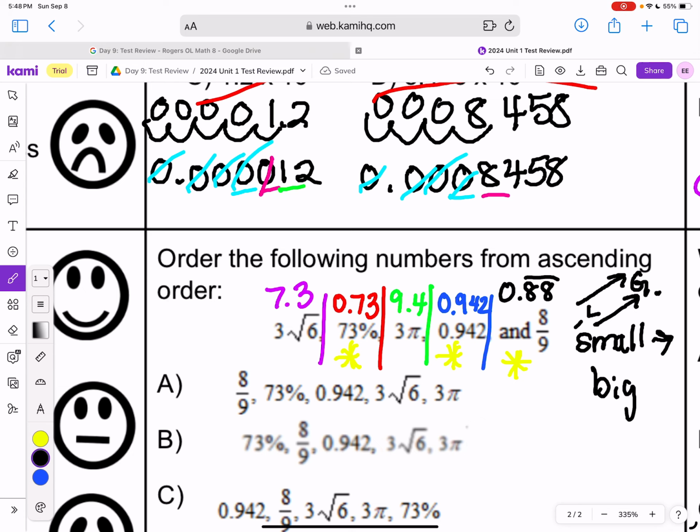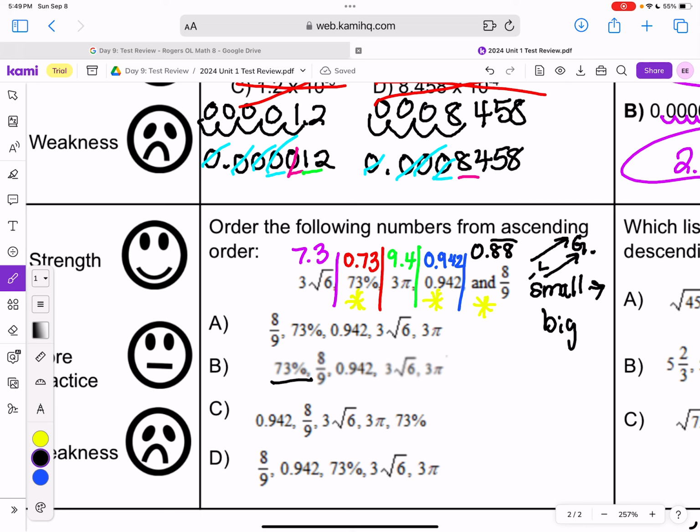And then we could take a look at what's left. I'll put a little smiley face below the other ones. We just go back to the whole numbers. So we're comparing the whole number of 7. So 3 square root of 6 would be next. And then the last one, the whole number is 9.4. So that would be 3 pi. So your answer is B.